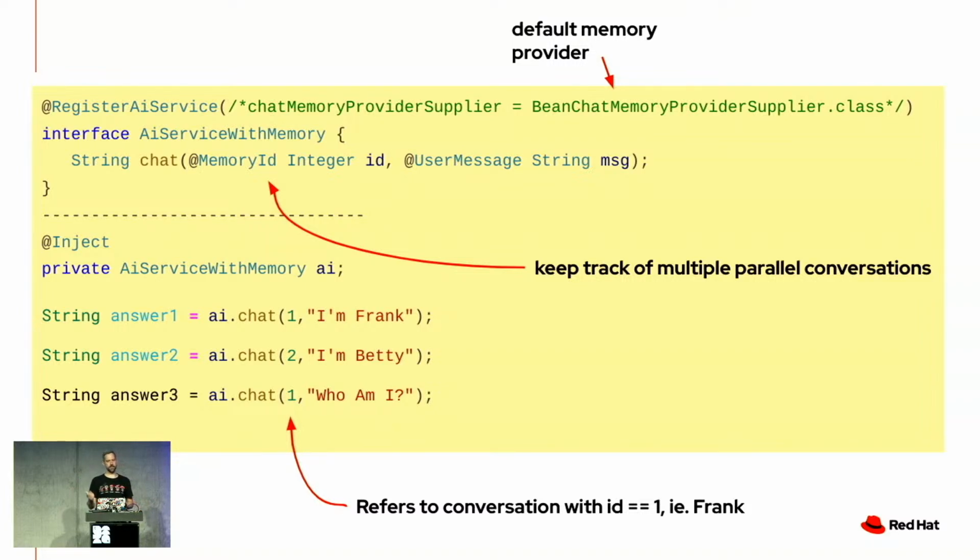So that's how it is able to memorize this. Then you also have this MemoryId annotation, and basically you can add IDs to the calls that you're making, so you can have multiple conversations at the same time. Like in this example, we're first making a call and saying, with ID 1, I'm Frank. With ID 2, I'm Betty. And then the third call is, who am I? It would, of course, reply with Frank because we reference ID 1, so conversation 1, not conversation 2. So that's how memory works with LangChain4j.